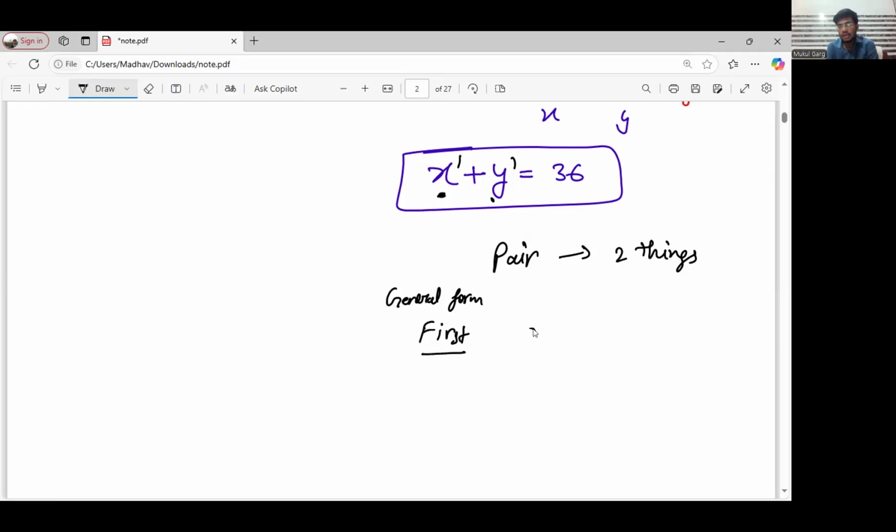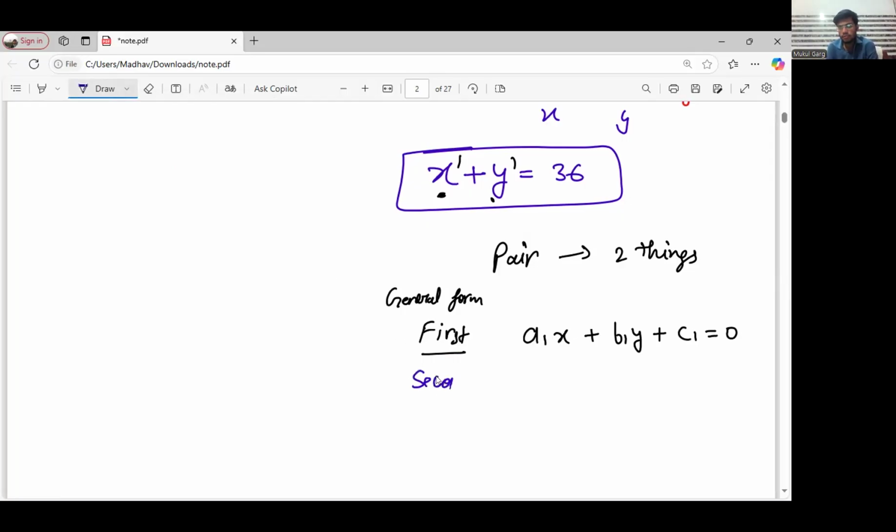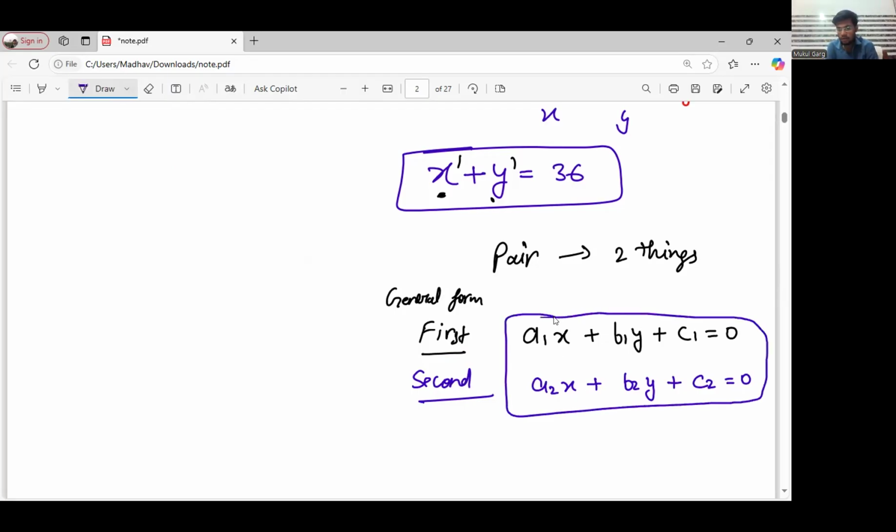First, a1x plus b1y plus c1 equal to 0. You have already studied about them in 9th grade. It's nothing new. Second equation will be a2x plus b2y plus c2 equals to 0. So a1x plus b1y plus c1 equals to 0 and a2x plus b2y plus c2 equals to 0. This is what we call a pair of linear equations in two variables.